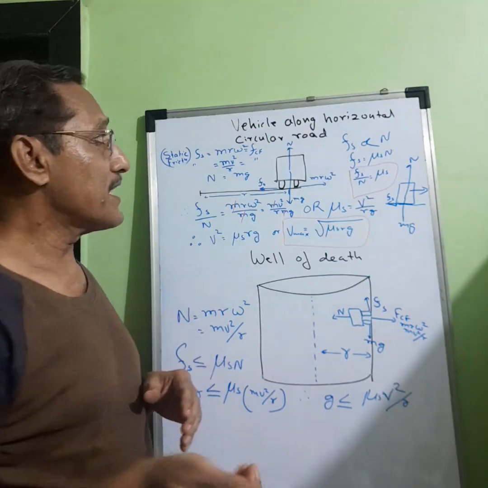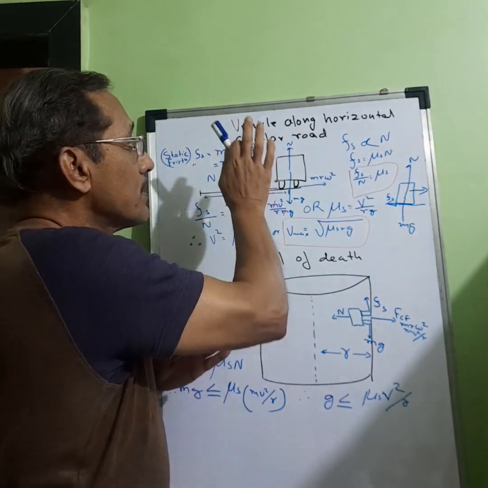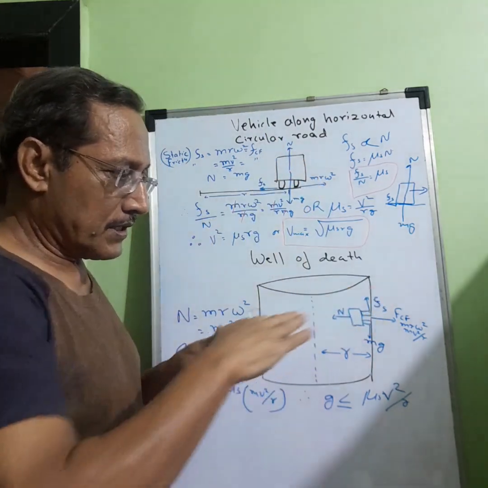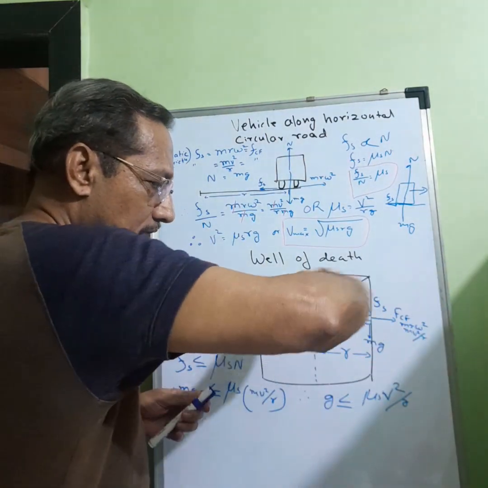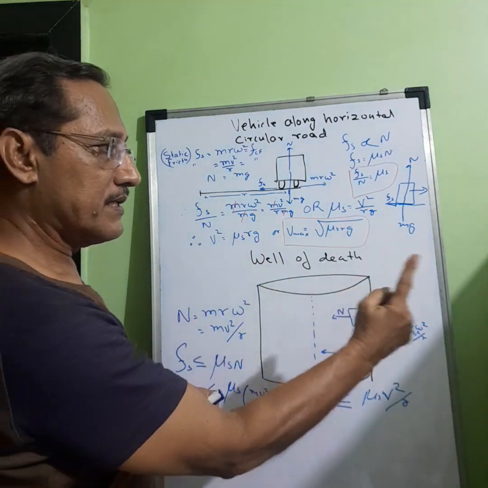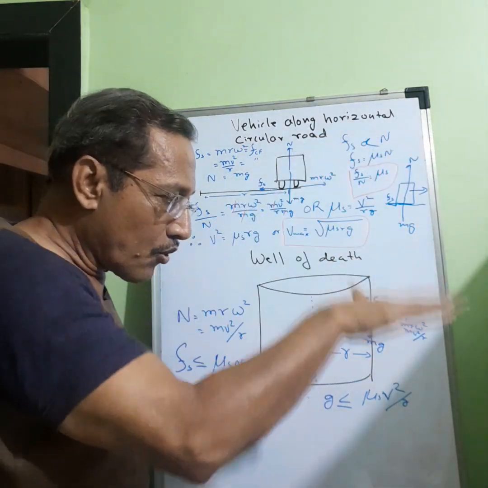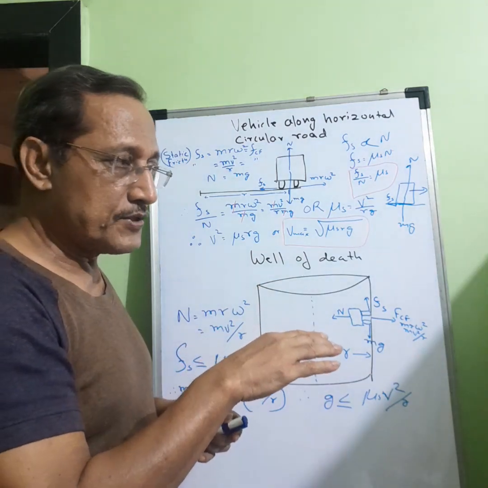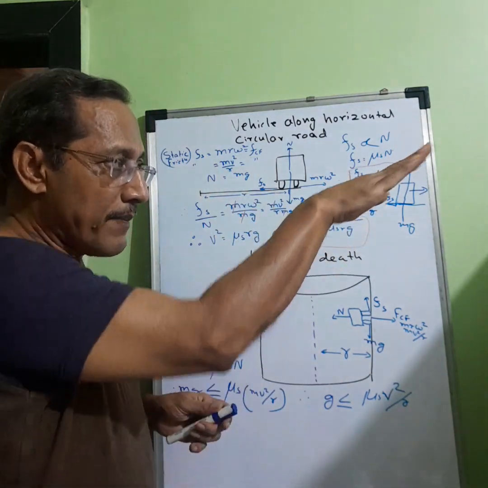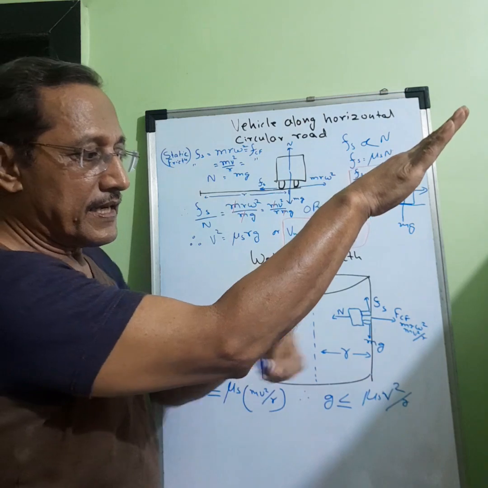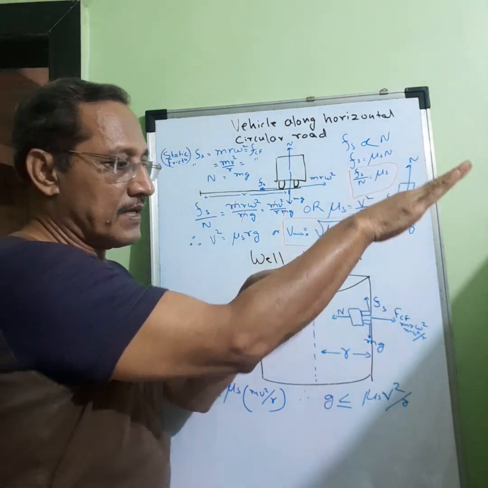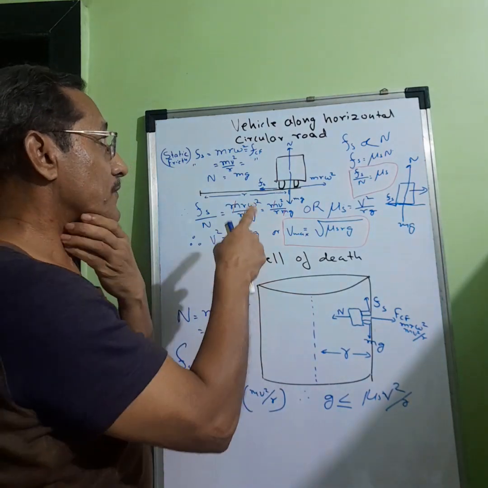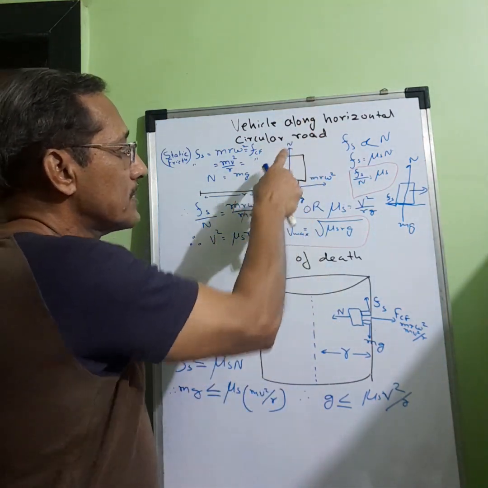Okay guys, so let's try and understand motion of a vehicle along a horizontal circular road. Horizontal road, circular road, and the vehicle is moving around in that horizontal circular road, because later on we'll also be observing a circular road that is banked. So it would be at an angle theta, and the vehicle would be moving like that. Here, what we are talking about is a horizontal circular road.